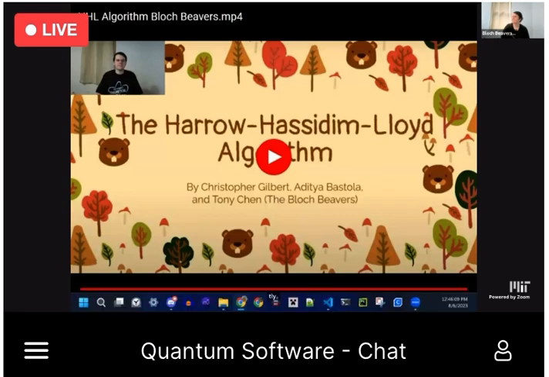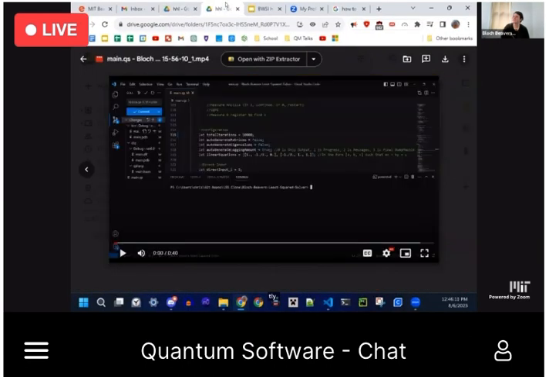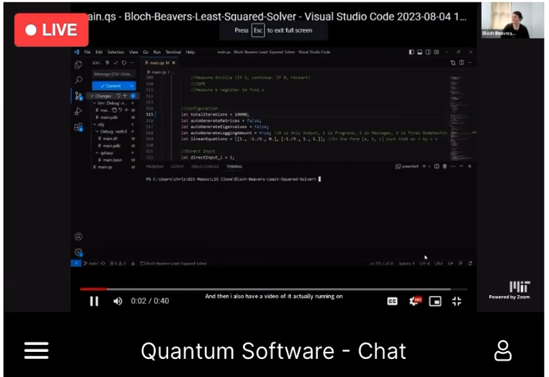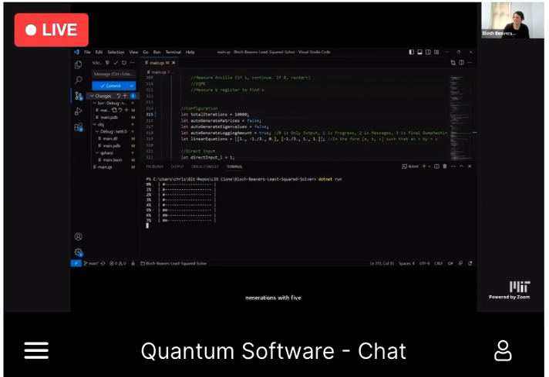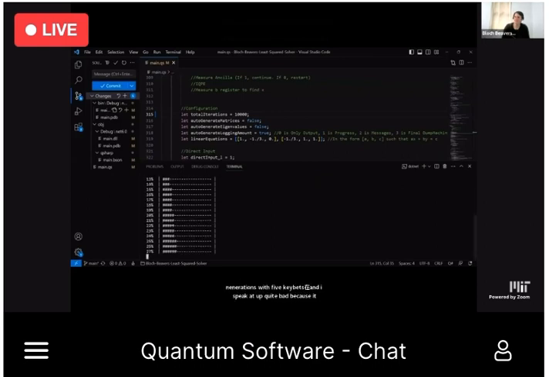And then I also have a video of it actually running on 10,000 iterations with 5 qubits. And I've sped it up quite a bit because it takes a while to run. But basically, the more iterations you can do, the more accurate it gets. And the more qubits you add, the more accurate it gets as well.